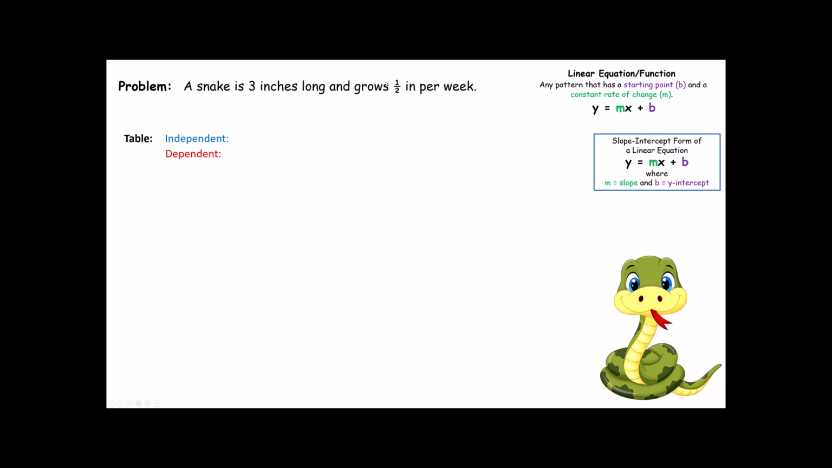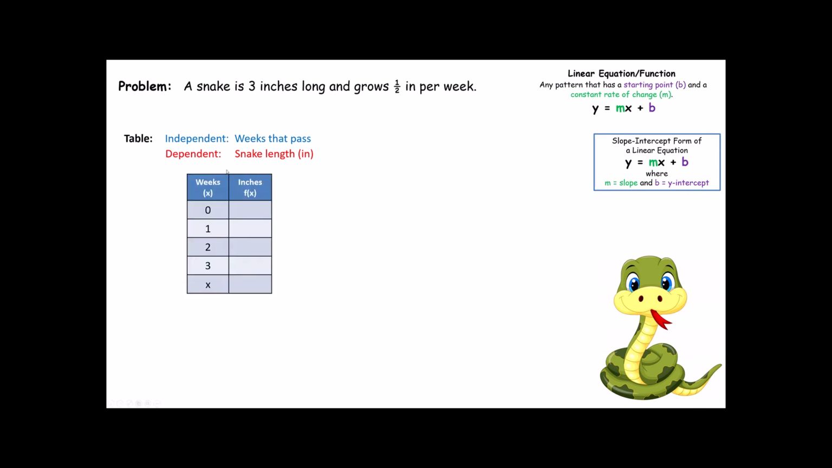Does time depend on how the snake grows? If the snake doesn't grow, does time not pass? Well, that doesn't make any sense. But the problem says as time passes, we can use that to predict the length of the snake. So time is independent, it's weeks. The snake's length is dependent. So when I set up my table, I'm going to do my snake's length as y, or f of x, and I'm going to have time be x.